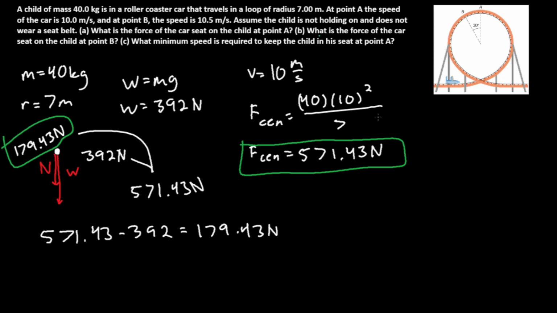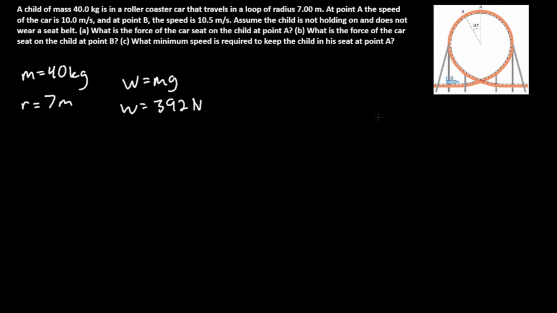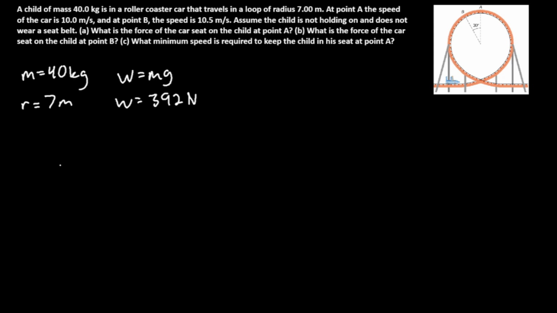Okay, now we'll find the force of the car seat on the child at point B. Well, at point B, you're going to do things just a little differently. So let's erase everything we've done so far. What are we going to do differently? Our free body diagram is going to look different. It is going to have the normal force point in the radial direction, and our weight force point directly down.